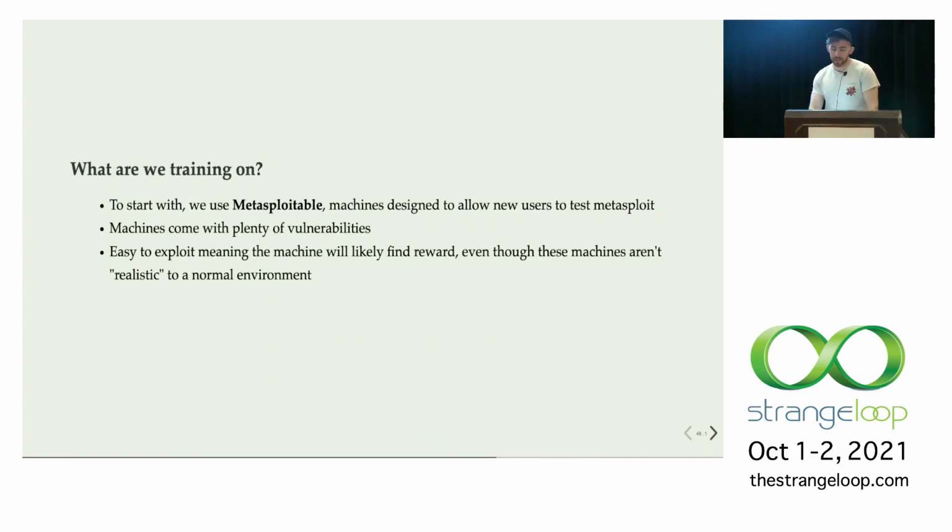What are we going to train it on? We'll start with Metasploitable. If you're in the security space at all, Metasploitable machines are super exploitable. They're very bad in terms of security. They're essentially test machines, wherein if you pick random actions from Metasploit, there's a good chance you're going to pop a shell in that box.